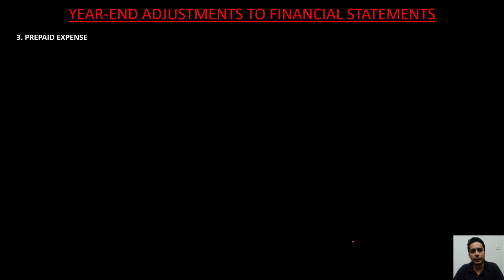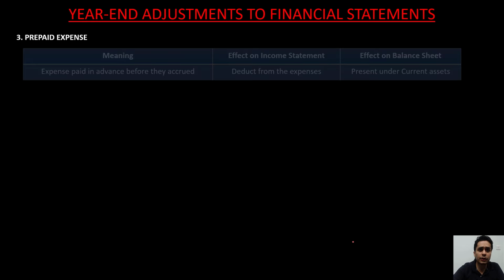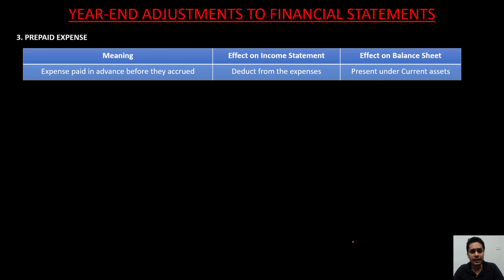Next one is a prepaid expense. Opposite of accrued expense, prepaid expense is when a business pays expenses in advance, before it is actually even due. Now, just because you've paid an expense in advance doesn't mean that you will show it as an expense in the income statement. In the income statement, you're supposed to show expenses which belong to that year, not which you've actually paid.